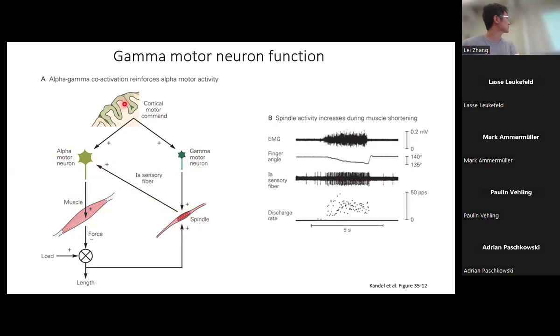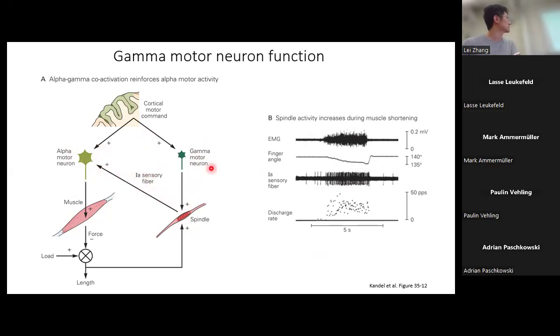And then the cortex, the brain, while it innervates the spinal cord, simultaneously sends signals to alpha and gamma. And by this gamma loop to the spindle and back to the alpha motor neuron, you see this is all plus. That means through this loop, the alpha motor neuron activation is enhanced by this additional sensory feedback.